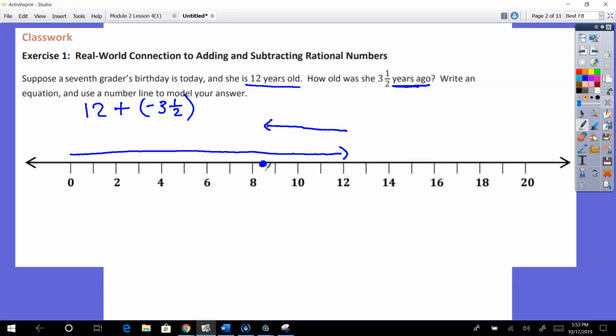So 12 plus -3.5 is equal to 8.5. So she was 8.5 years old. Or 12 minus 3.5 that we would have rewritten is equal to 8.5. So those are equivalent expressions or equations.